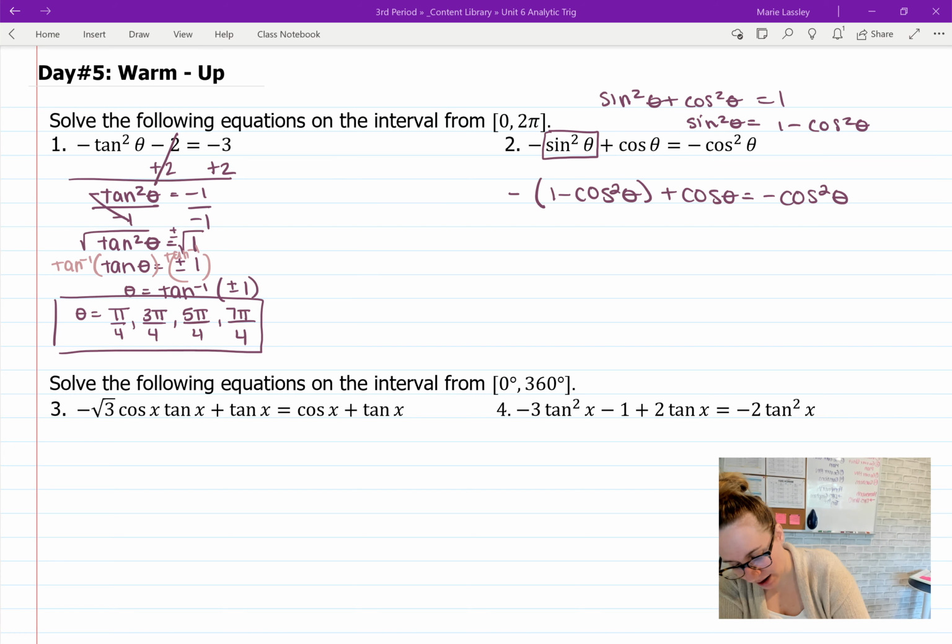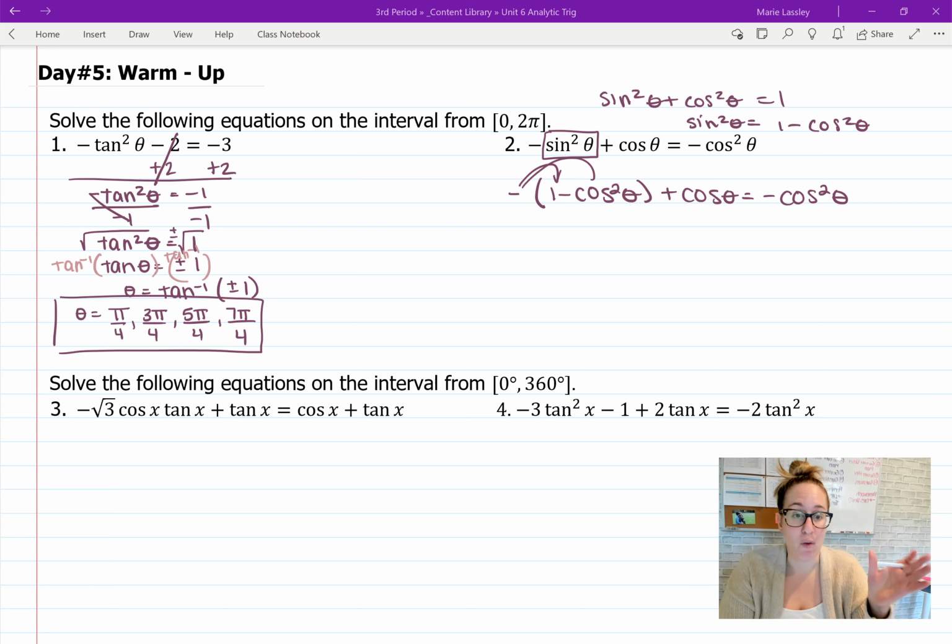So now we're going to distribute this negative. That's going to give us negative 1 plus cosine squared plus cosine equals negative cosine squared theta. Just like an algebra problem, where you have something squared, something to the power of 1, and then a constant, our 1 in this case, you move everything over to one side, and then we are going to factor this.